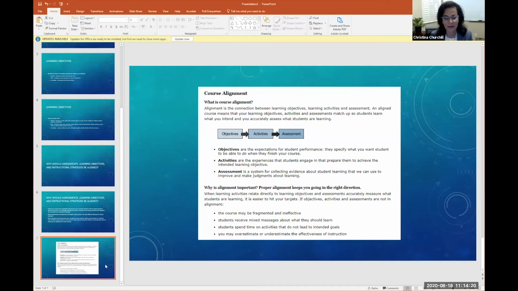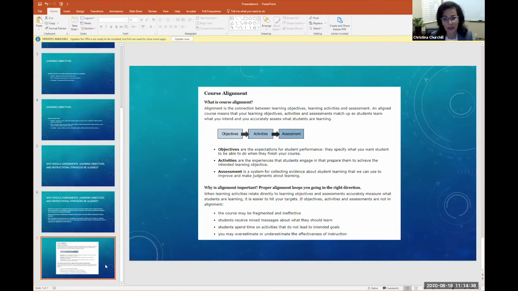So a little bit about course alignment. If you Google course alignment or aligning assessments with learning objectives, you will find a plethora of information from really great universities that will cover how to do this and what the importance is. So it kind of should flow.